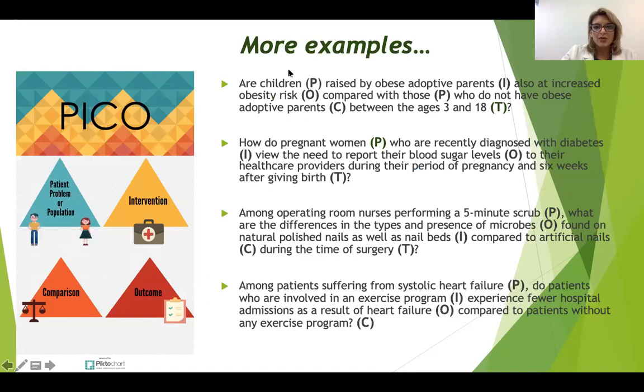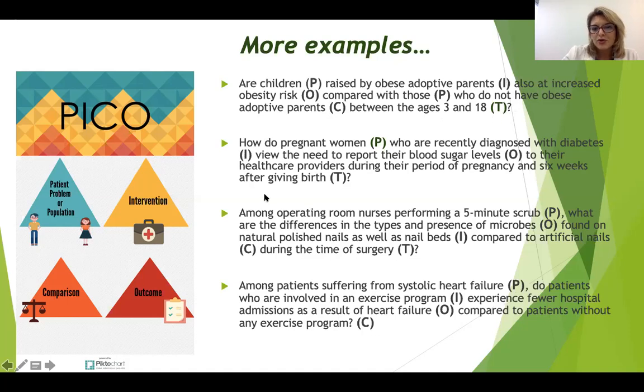So here we go. Our children, which is your patient population, raised by obese adoptive parents, which is your intervention, also at increased obesity risk, that's your outcome, compared with those, actually that should be C, sorry, who do not have obese adoptive parents. Again, that's more comparison between the ages of 3 and 18. And T is your time, right?